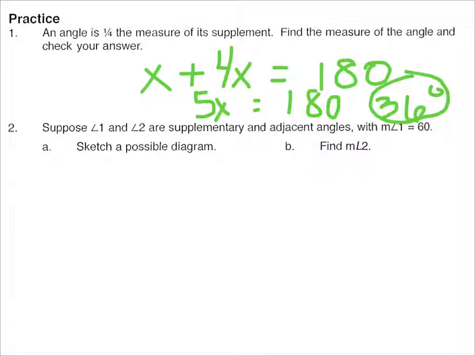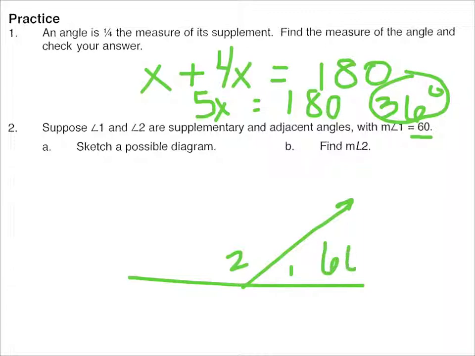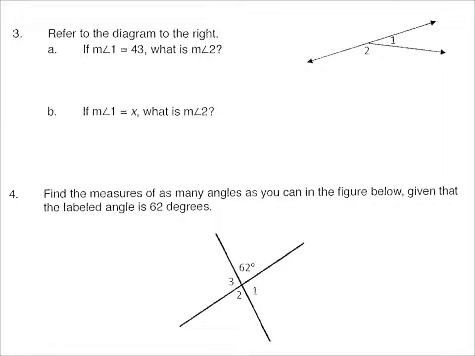Number 2: angle 1 and angle 2 are supplementary and adjacent angles. If they're supplementary and adjacent, they must form a linear pair. Angle 1 is 60 degrees, and they're supplementary, so for angle 2 we subtract from 180. 180 minus 60 is a 120 degree angle.